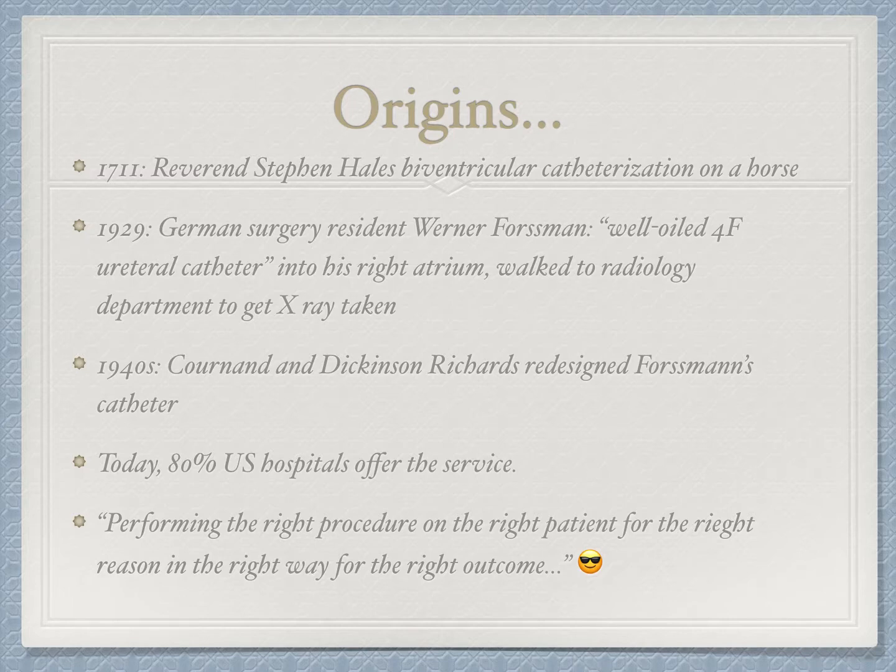Origins in 1711, biventricular catheterization on a horse. 1929, Forssmann uses a ureteral catheter, takes it up to his right atrium, and goes down to the radiology department to get his x-ray taken. In the 1940s, Cournand and Dickinson Richards redesigned Forssmann's catheter, and today in the USA 80% of hospitals offer the service. I liked this last line, which says, performing the right procedure on the right patient for the right reason in the right way for the right outcome.